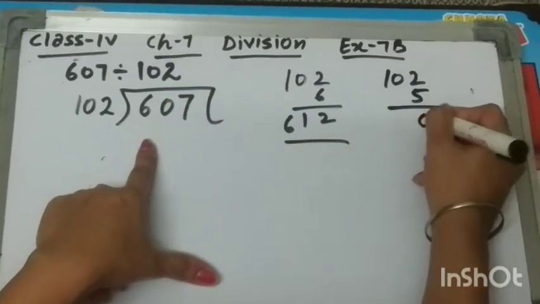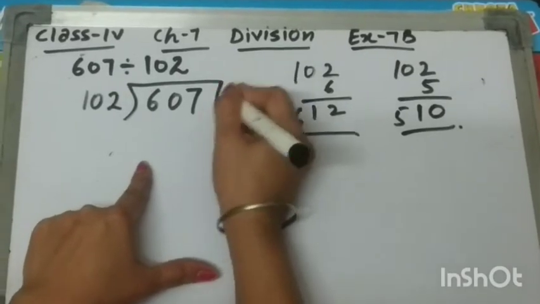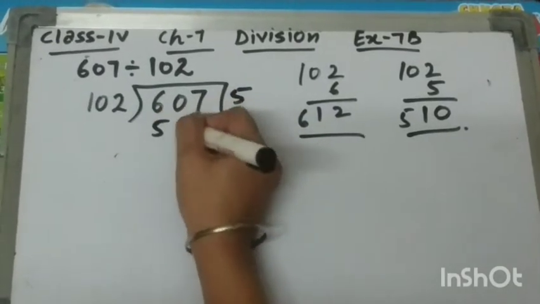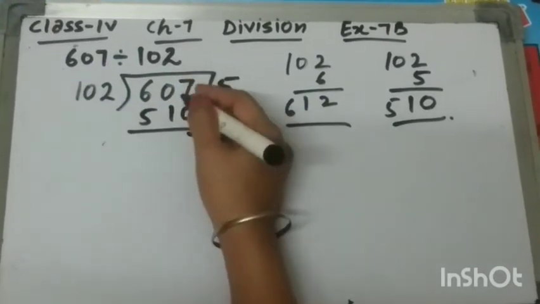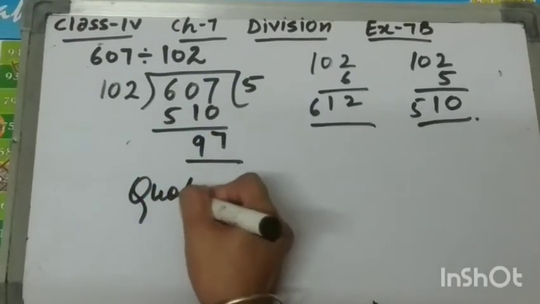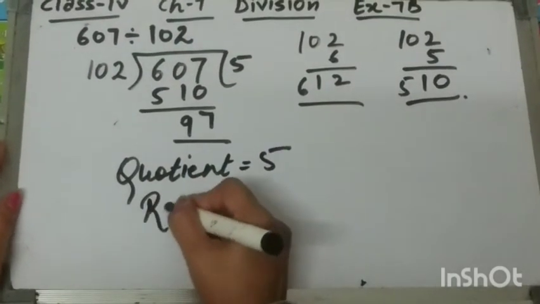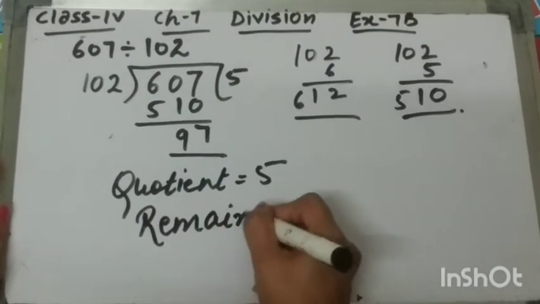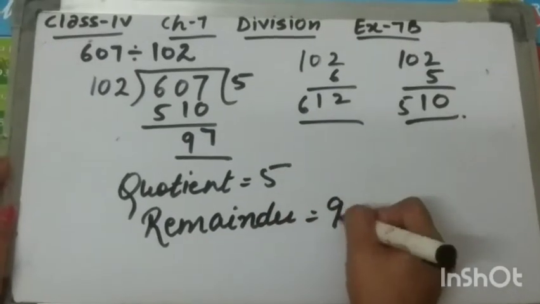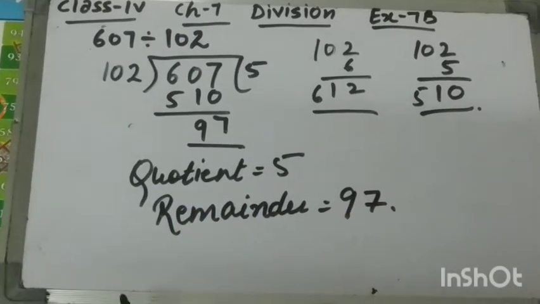5 2s are 10, 5 1s are 5. So 102 5s are 510. 7, 10 minus 1 is 9. So your quotient is 5 and remainder is 97. Okay, quotient is 5 and remainder is 97.